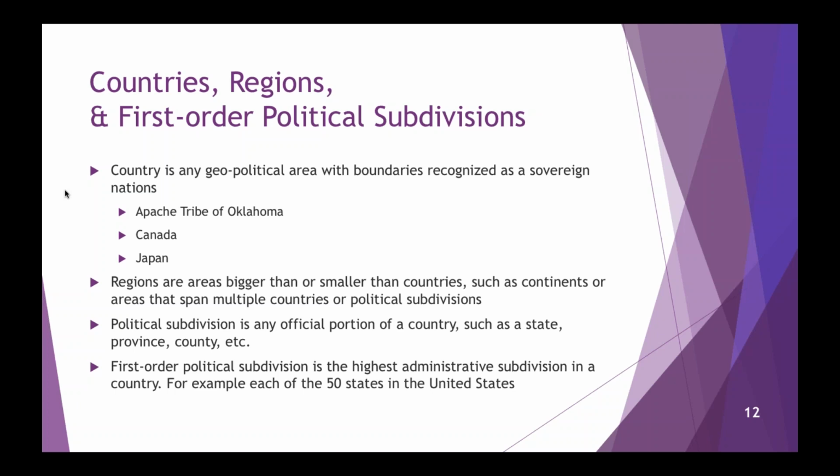So those, all the 50 states, Washington, D.C., the territories like Puerto Rico, those are all what we call first-order political subdivisions. We also have this concept of regions, and those are things that are either bigger than a country, like a continent, so Europe, or smaller than a country but bigger than first subdivision. So New England is a type of region within the United States. So this is what we're talking about with first-order political subdivisions.